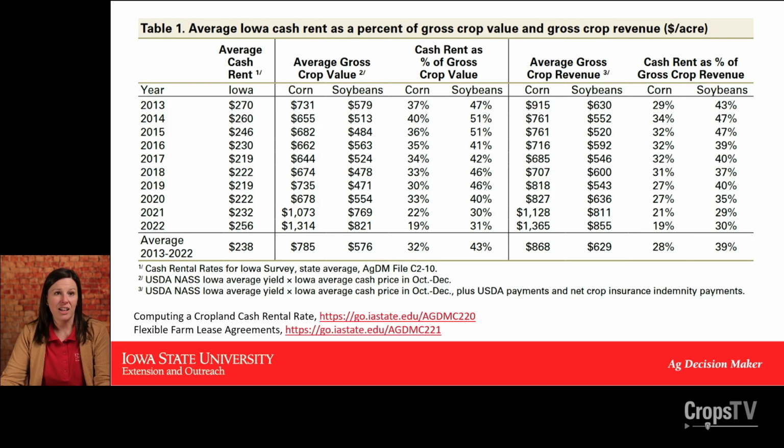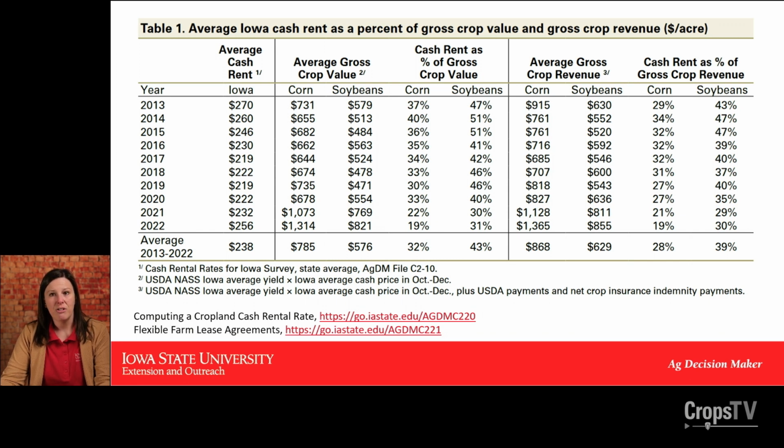And then the other thing that I wanted to highlight on farmland leasing is this table that is often used in flexible lease agreements that looks at what cash rent as a percent of crop value and crop revenue have been for the past 10 years. And so we update this every spring with average cash rents and then do a calculated analysis of what gross crop value is based on average yields in Iowa for corn and soybeans, as well as the average cash price as reported for the months of October through December.